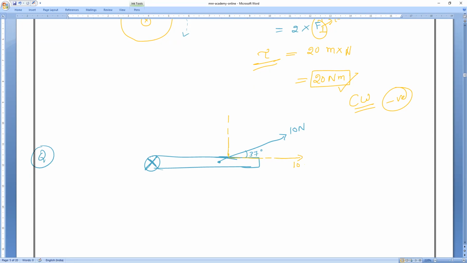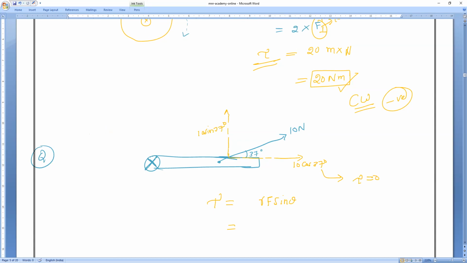So here what will happen? 10 cos 37, and the opposite one, perpendicularly, will become 10 sin 37. So we all know that the torque produced by 10 cos 37 is 0. So now, torque is equal to what is the formula? RF sin theta, not perpendicular. So RF sin theta.